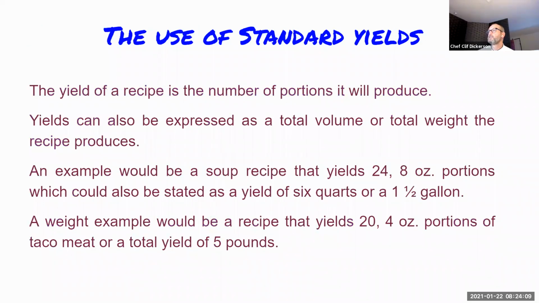Let's see. Do you mind reading this? The yield of a recipe is the number of portions it will produce. Yields can also be expressed as the total volume or total weight the recipe produces. An example would be a soup recipe that yields 24 8-ounce portions, which could also be stated as a yield of 6 quarts or 1.5 gallons. A weight example would be a recipe that yields 20 4-ounce portions of taco meat, or a total yield of 5 pounds.